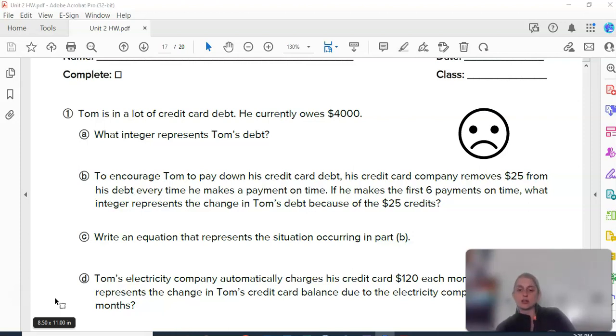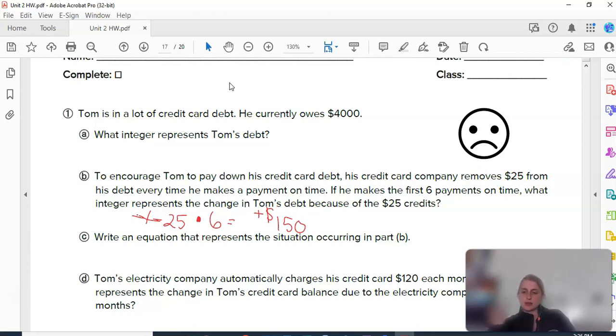credits? So we don't know what he's paying when he pays his bills on time, but we do know that he gets to take off a negative $25 of debt every time that he pays his bills on time, 6 times. So this negative taking off debt is a good thing. Yay for Tom. 6 times is going to give us a positive $150 that he doesn't have to pay.